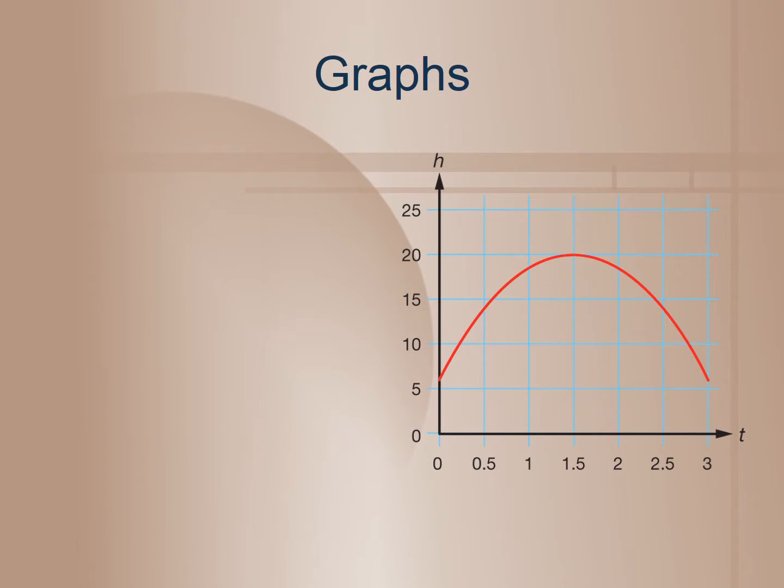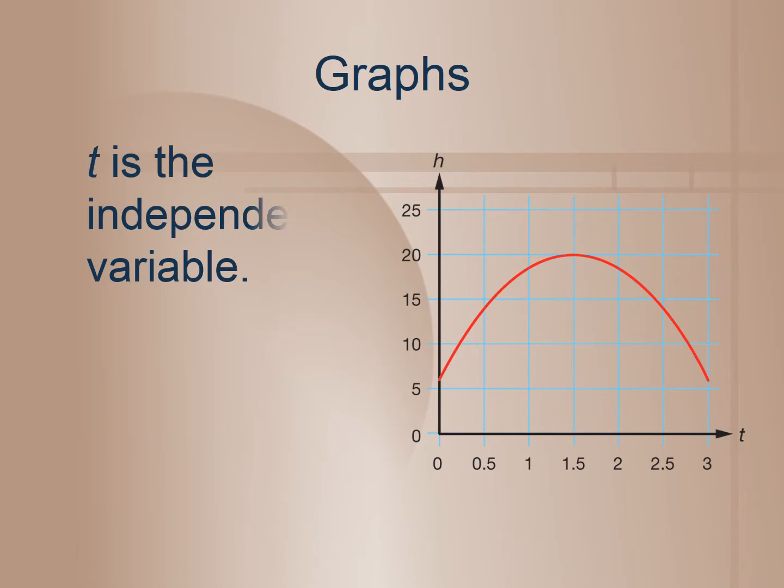So let's take a look at this graph here. Let's say that this is a relationship between the height of a ball, which is the h, and the length of time it's been in the air, or t for time. Notice that I labeled my x-axis t for time, and I labeled my y-axis h for height.